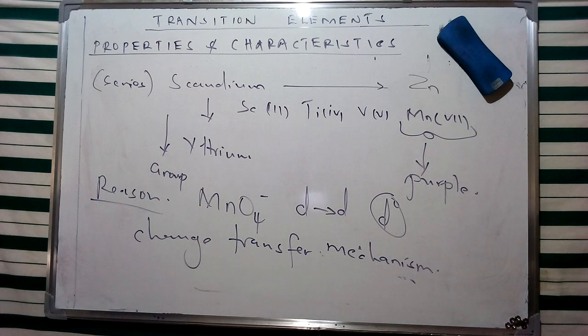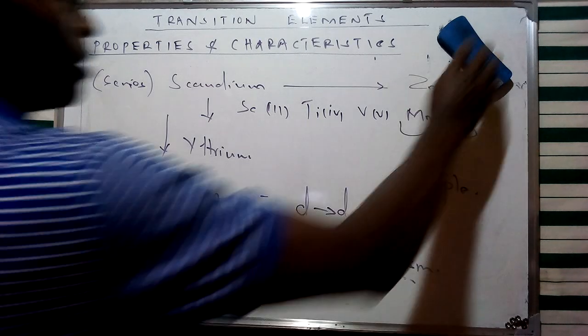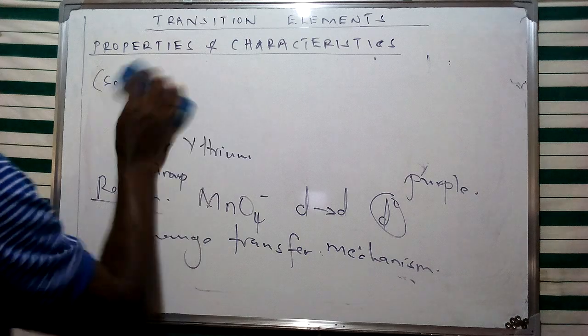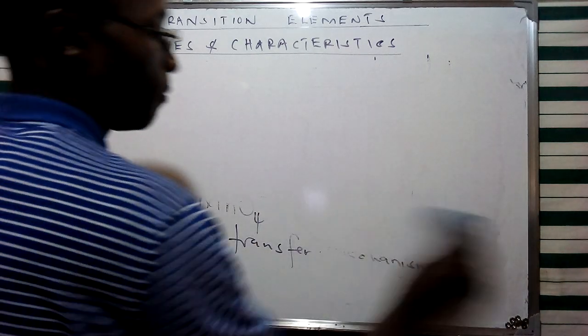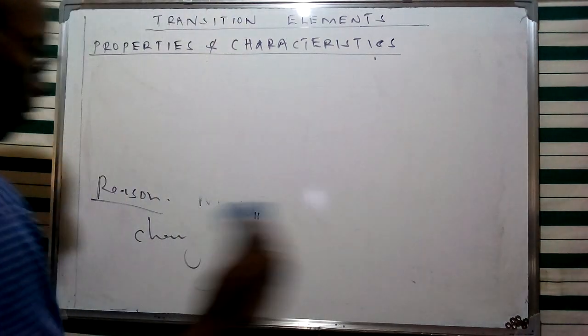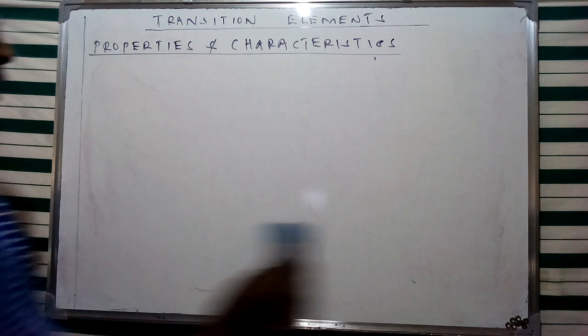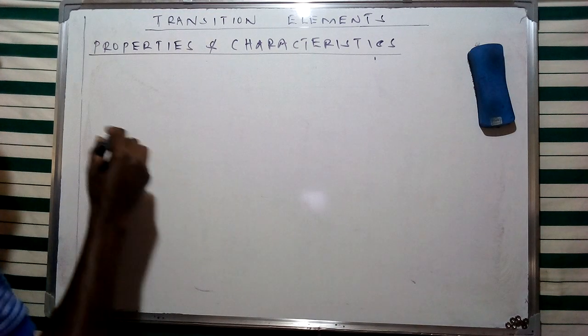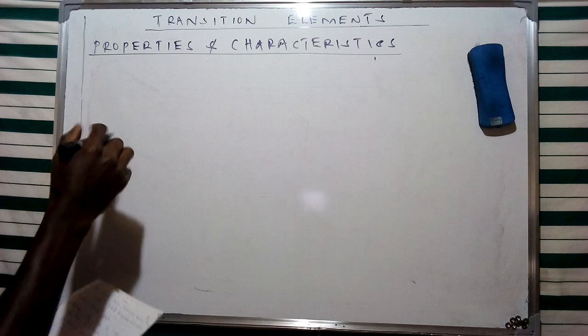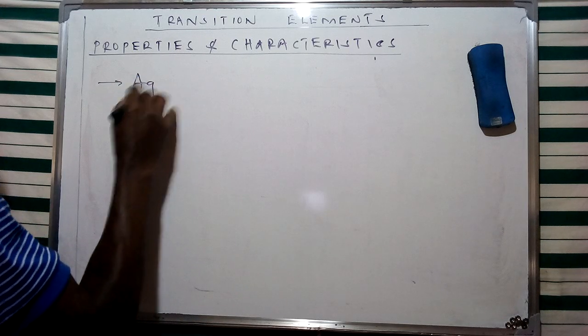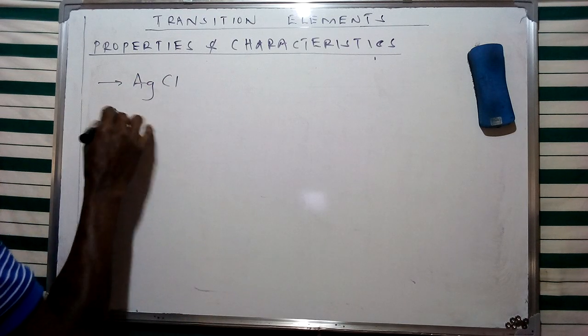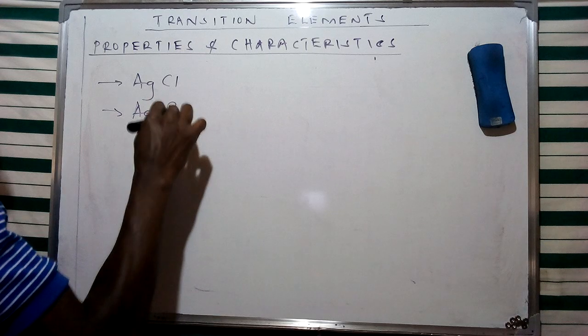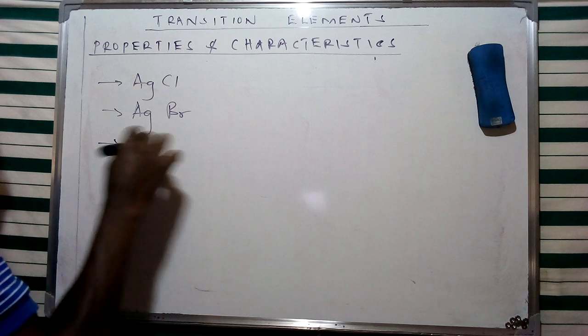Now we're also going to see that the concept of polarity affects the intensity of these colors, and we can give an example of the silver ion, which is going to react with the halides in this order: silver chloride, silver bromide and silver iodide.